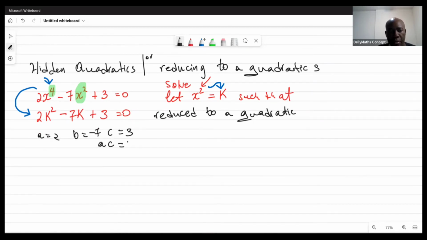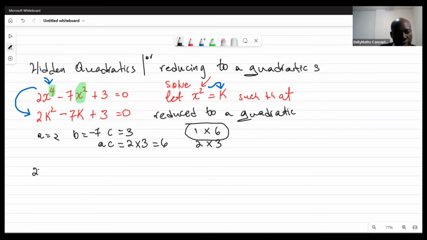AC will be 2 times 3, and that is 6. The factor pairs, 1 times 6, 2 times 3. Which one of these can give us 7? 1 and the 6. So you're employing your regular factoring, your regular solving of a quadratic right now. So you're back at what you were doing just now, only that you're dealing with a different case, but you're still using your regular skills from the last topic.